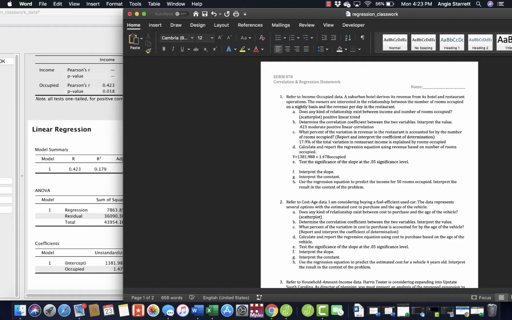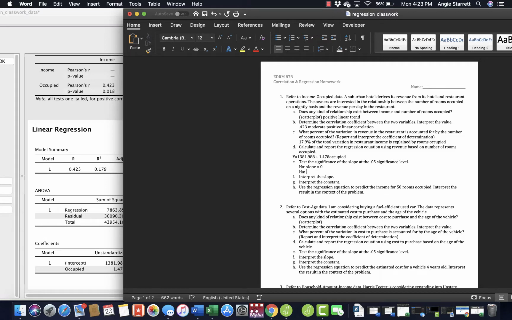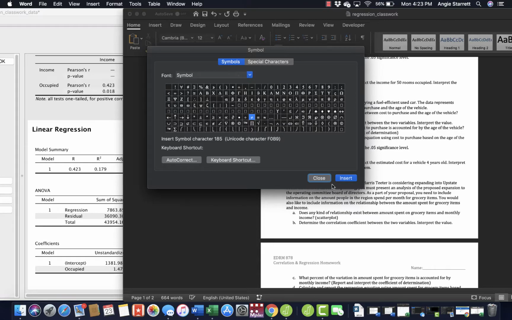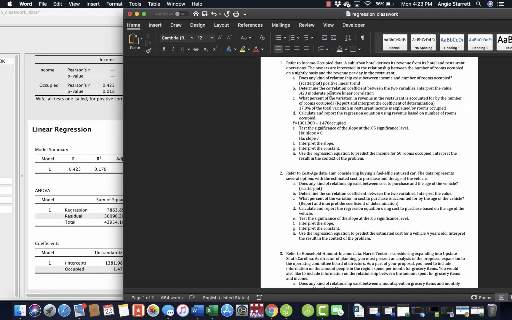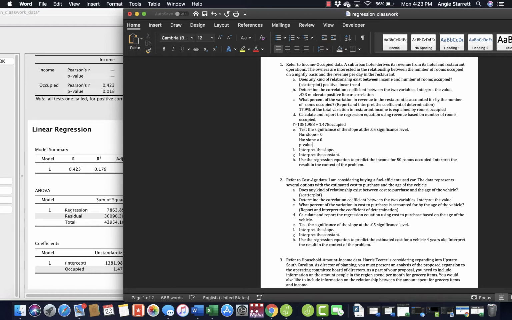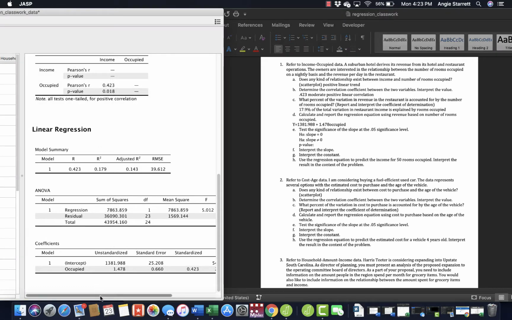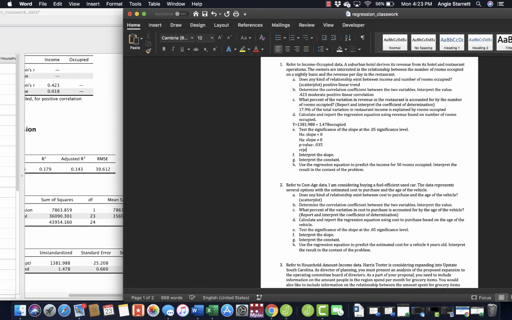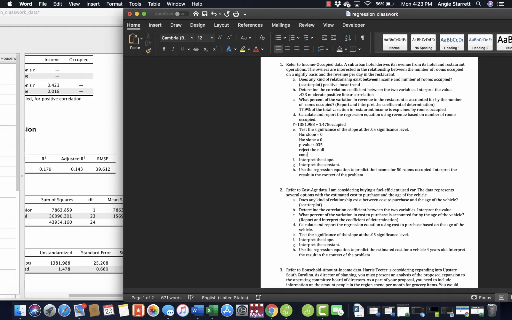All right, test the significance of the slope. All right, so here we're going to have a null that says slope equals 0 versus an alternative that the slope is not equal to 0. All right, the p-value on the slope is 0.035. And so we conclude the slope is significantly different from 0.